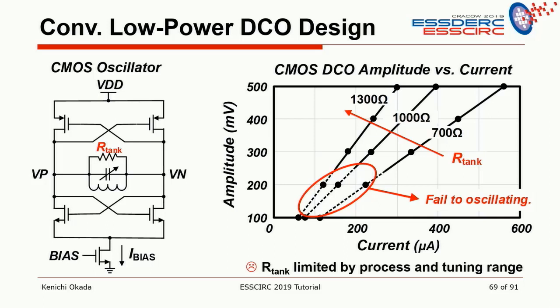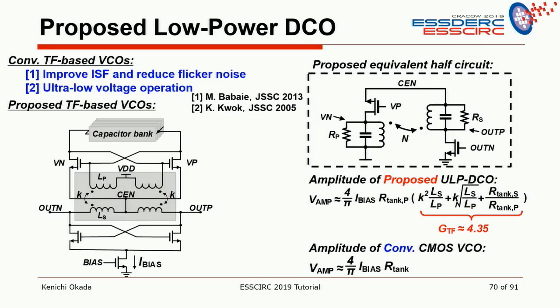For further lowering power consumption, we need higher tank impedance. It is one of the keys to reducing the power consumption. If we reduce the current biasing, there is still some amplitude required, both for maintaining good phase noise and also because larger amplitude is required for driving the next stage. So, for lowering the total power consumption of the PLL, we try to increase the tank impedance of the resonator. In this case, we use this architecture.